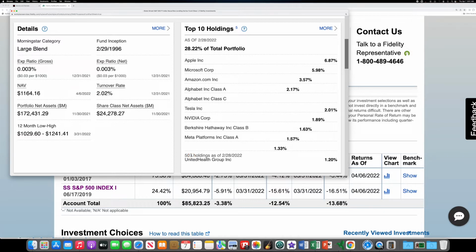And typically the type of investor that would invest in a fund like this would be a moderate, middle of the road type of investor. You're not super aggressive and you're not really conservative. You're right there in the middle.